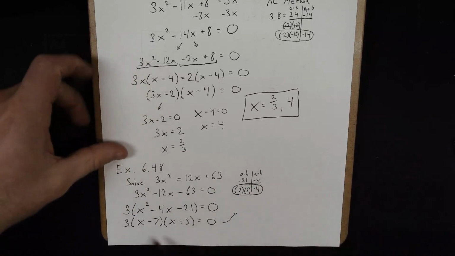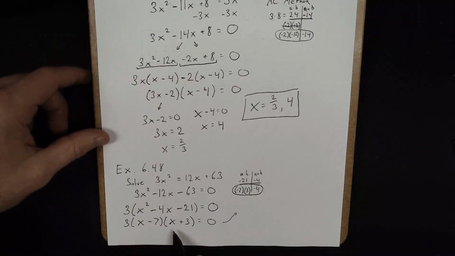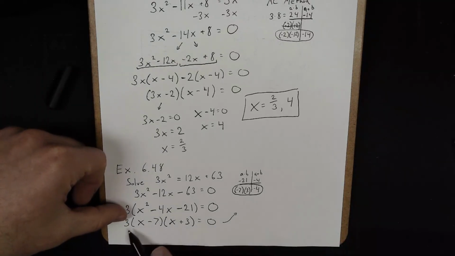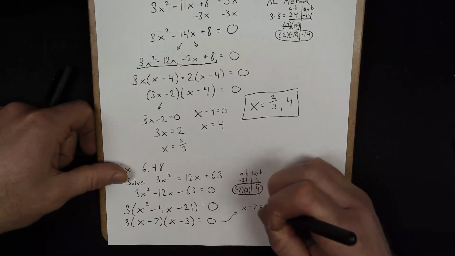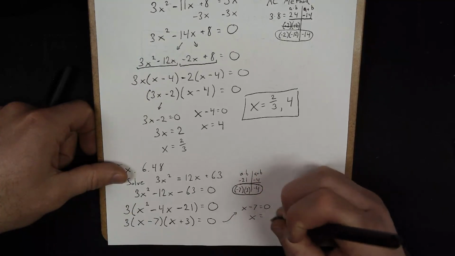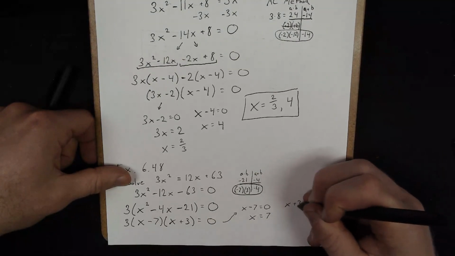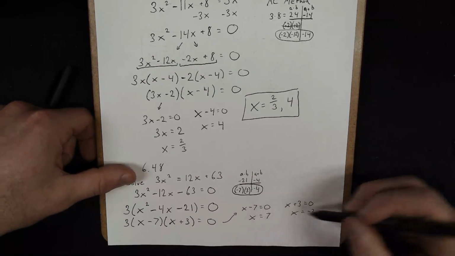But here's the thing. Notice on this one, we've got 3 pieces. So let's do these first 2, and we'll get to the 3 last. x minus 7 equals 0. Well, that's just x equals 7. The other one, x plus 3 equal to 0, x equals negative 3. So there's our 2 solutions.